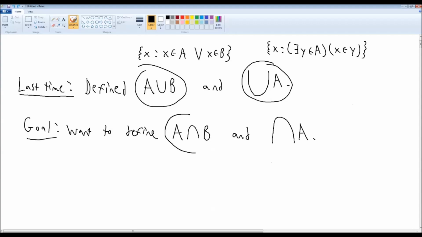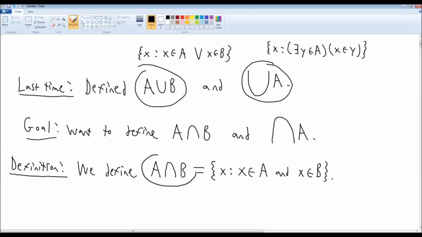So let's do it. Let's define this guy first because it's easier. So, definition: we define the intersection of A and B to be the set of x for which x is an element of A and x is an element of B. If we rewrite this little "and" here in the logical symbol, "and" is a wedge. This is also a way you can remember which is which. Notice the intersection has a wedge and the union has a V for "or." These symbols look very similar, don't they?